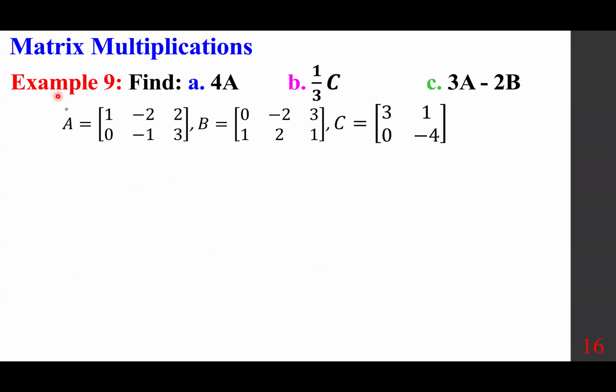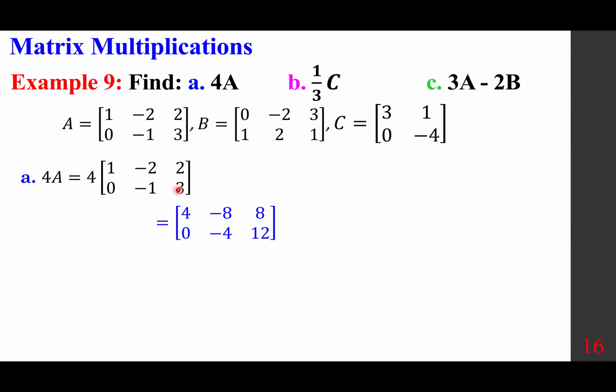Matrix multiplication, example 9. Find part A, 4 times A; part B, 1/3 times C; and part C, 3A minus 2B. All right, let's start with 4A. So you put this one, and in front of it, put number 4. So you want to multiply each element of the A matrix by 4. So obviously 4, minus 8, 8, 0, minus 4, 12. So that's pretty straightforward, everybody.